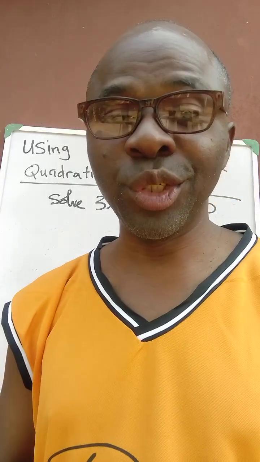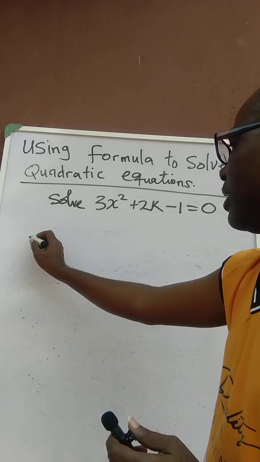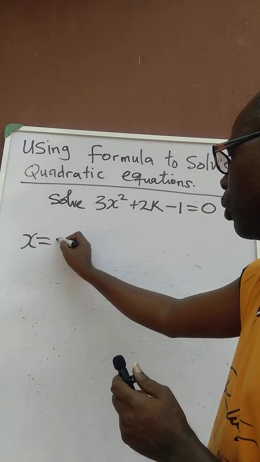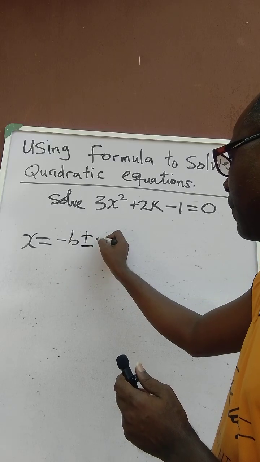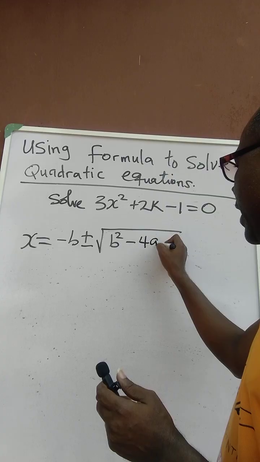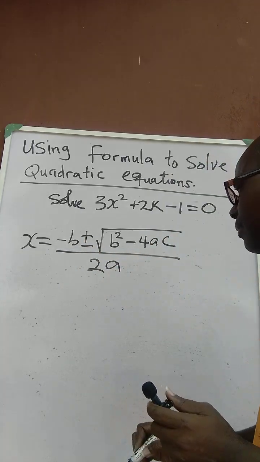Hello, welcome. Today we want to solve a quadratic equation using the formula method. The formula for a quadratic equation is x is equal to minus b plus or minus the square root of b squared minus 4ac, all divided by 2a.